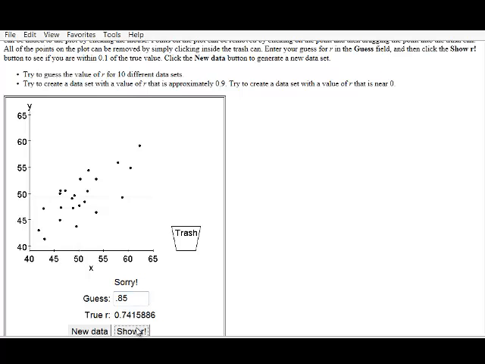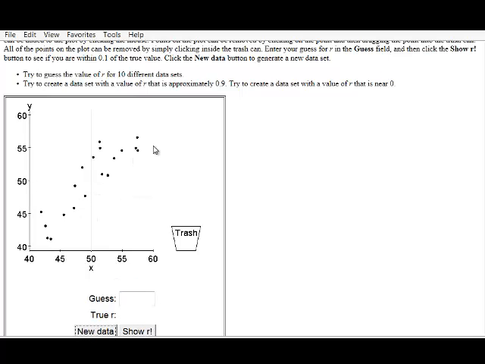So let's try that again. Oh, and now I'm too far from the R value, so it said sorry. Now if I wanted a whole new set of data points, I can just click on New Data, and it'll give me another set of data points. So if you want to, you can keep clicking on this until it gets to something you like.